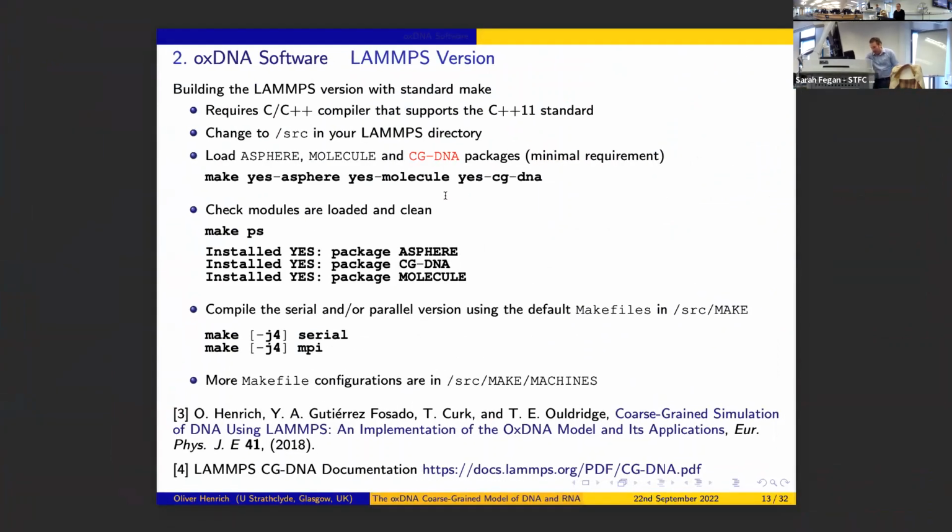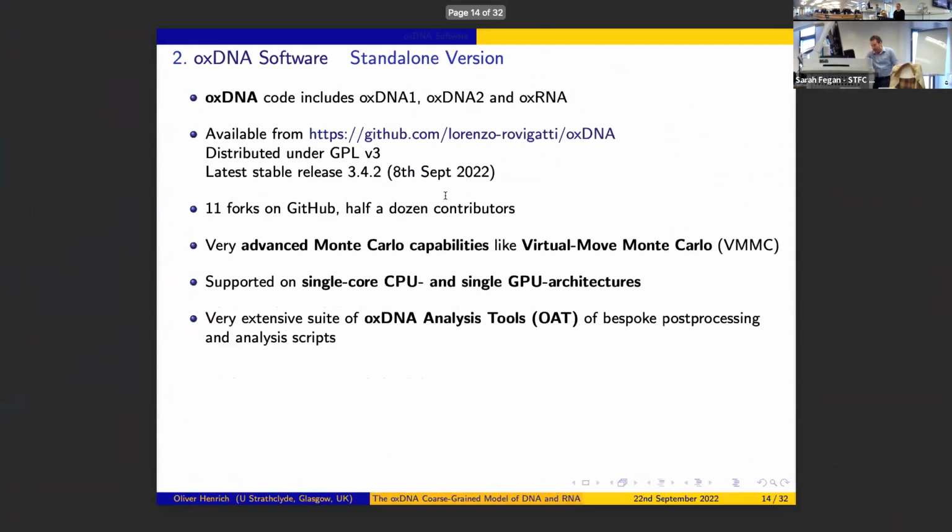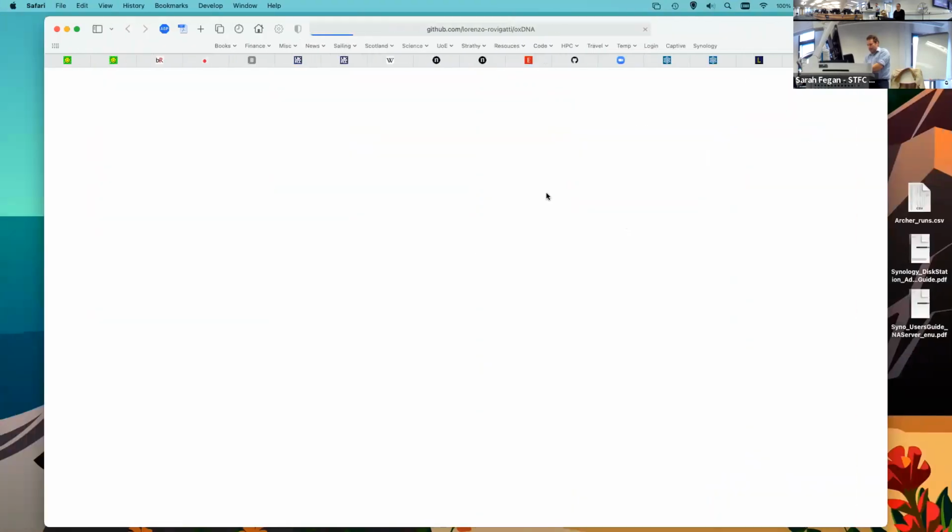So this is the LAMS code. The standalone version includes the same DNA models, oxDNA 1 and 2, and oxRNA. It's available from Lorenzo Rovigatti's GitHub page, which is here.